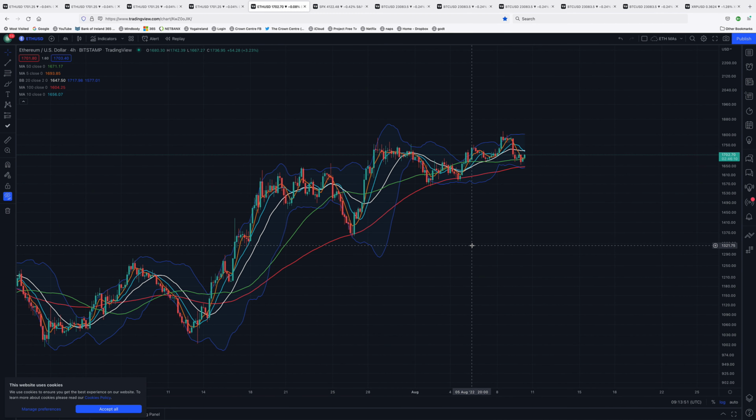In terms of more immediate feedback for Ethereum, the 200 on the 4 hour is what's been holding this whole swing up. It's been tested 1, 2, 3 times. So now it looks like when this one breaks, and it's quite close, it's 50 points away from breaking, we're going to have a nice drop down.